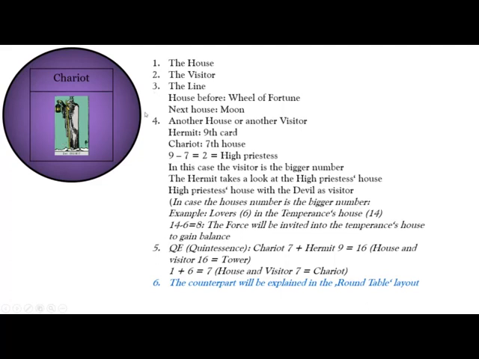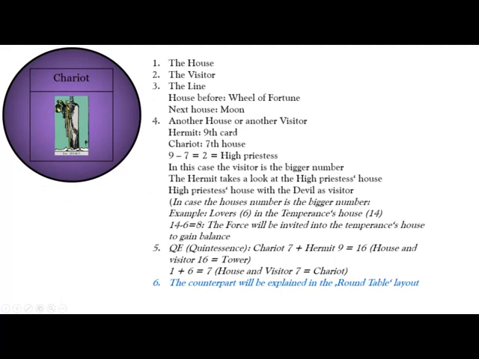In this case, your house before was the Wheel of Fortune. The next house was the Moon. So you go on. If you stay there, you cannot go on with your plans that come in the Moon.